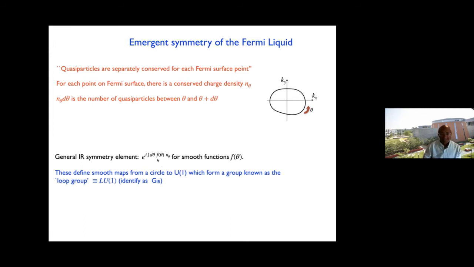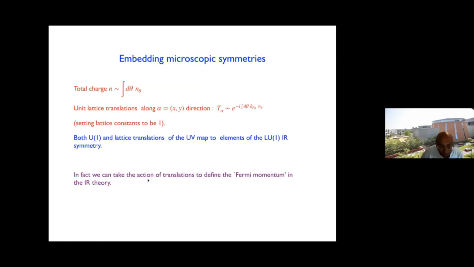And if you're a bit more formally minded, then perhaps it's not relevant for most of the people listening to this talk. Let me just mention this anyway. The symmetry group defined by symmetry elements like these is the symmetry group of smooth maps from the circle parameterized by theta to the group U(1), described by these functions, right? So such smooth maps form a group known as the loop group in the math literature, and we'll just use the terminology, just a shorthand notation, we'll just call it LU(1). So this is what we'll identify as the IR symmetry group of the Fermi liquid. The emergent internal symmetry of the Fermi liquid we'll identify with G_IR, with this loop group.